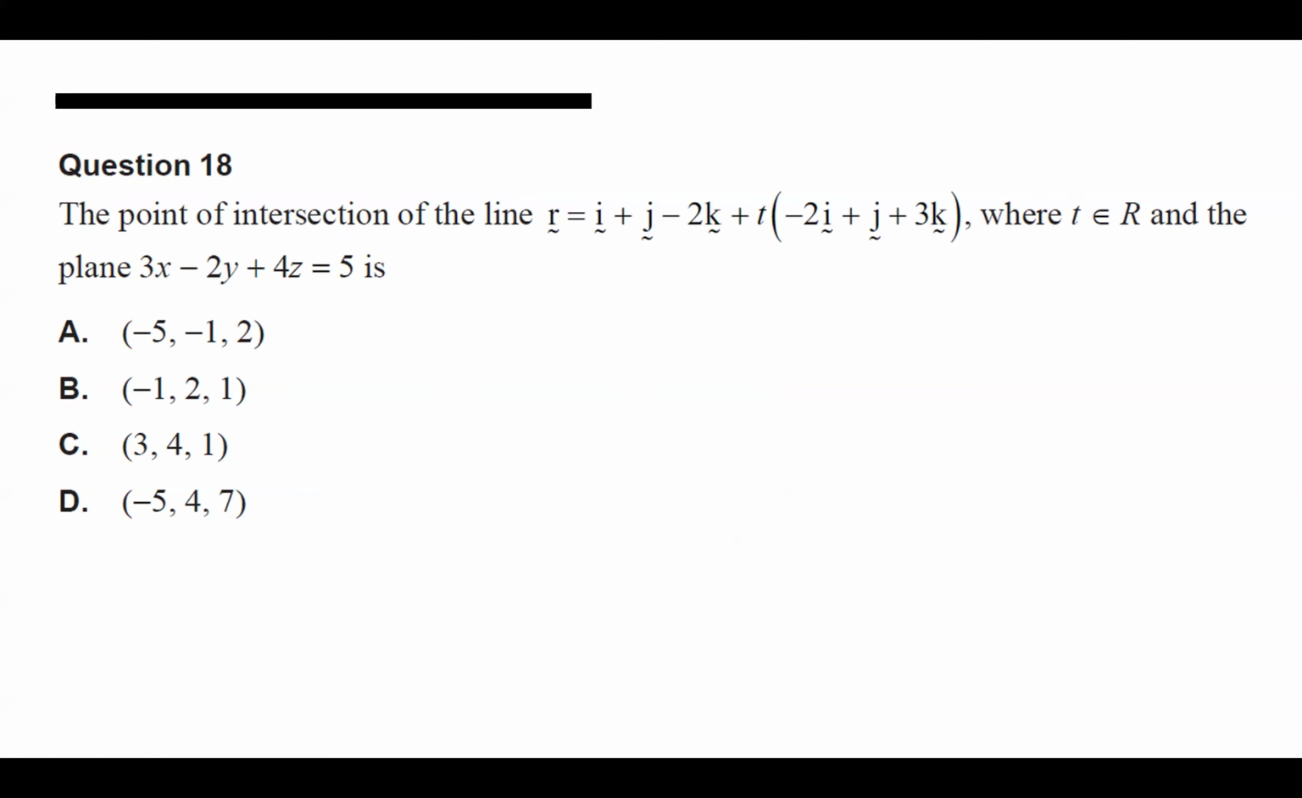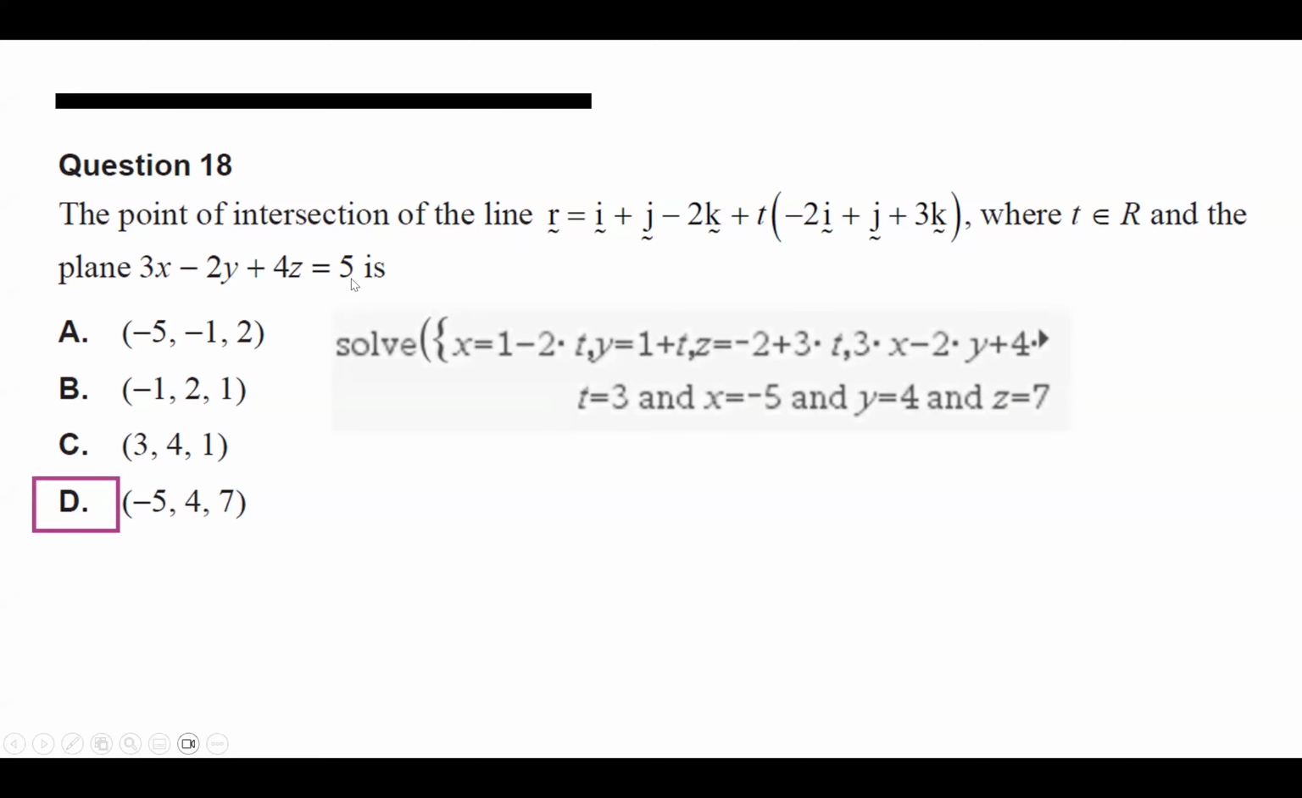Question 18, the point of intersection of this line with the plane 3x minus 2y plus 4z equals 5. I'll simply show you my strategy. This is the solve button. I solve 4 simultaneous equations. One equation is this one.